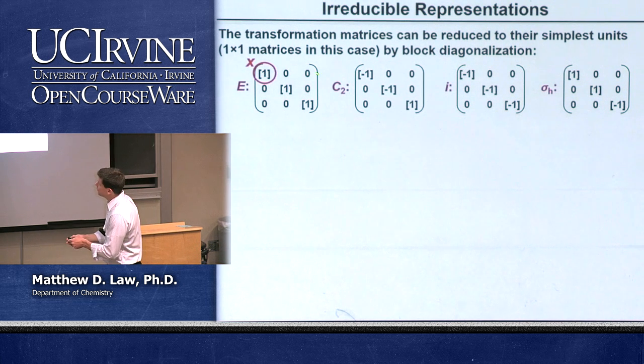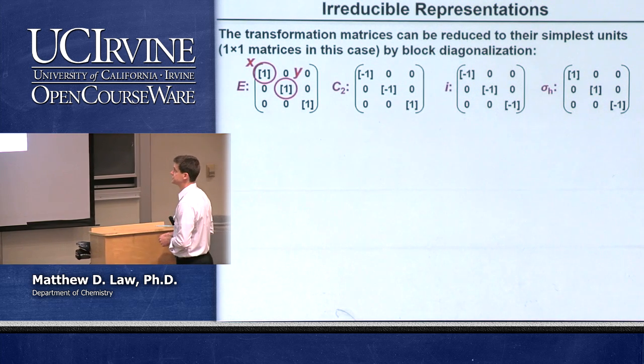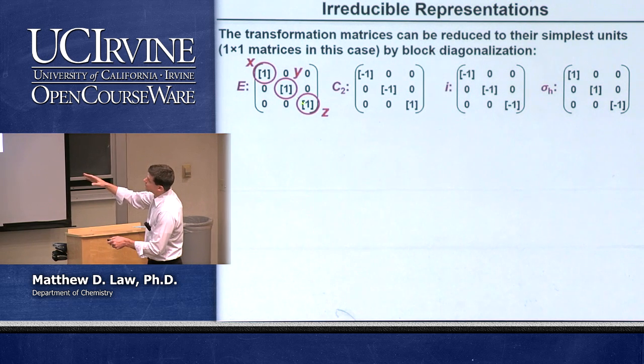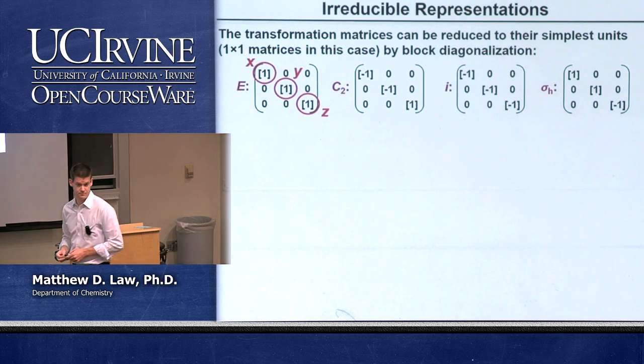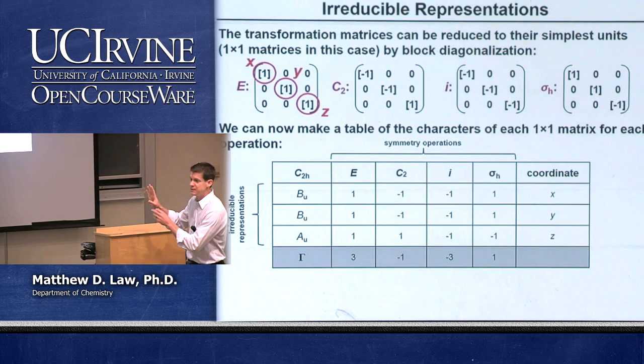This first row indicates what happens to the x coordinate, the second row what happens to the y coordinate, and the third row what happens to the z coordinate, because we're talking about transformation matrices. So we have x, y, and z. We can take these numbers now, the individual 1 by 1 matrix characters, and we can express them in the form of a table, a convenient way to show the information. And this is beginning to show what a character table will look like.